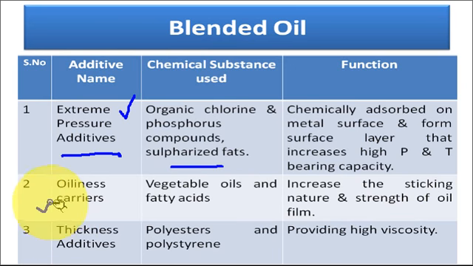Second additives are the oiliness carriers. These additives are vegetable oil or fatty acids because these possess very good oiliness. The function of the oiliness carriers is to increase the sticking nature and strength of the oil film. So these improve the sticking qualities of the oil. Third are the thickness additives. Basically, polyesters and polystyrenes are used as thickness additives to the lubricant. These are used to provide high viscosity to the lubricating oil.